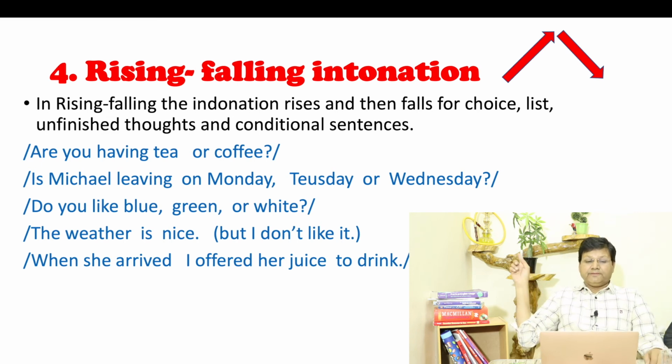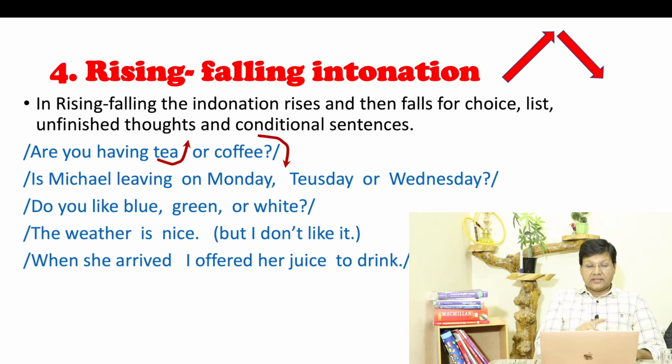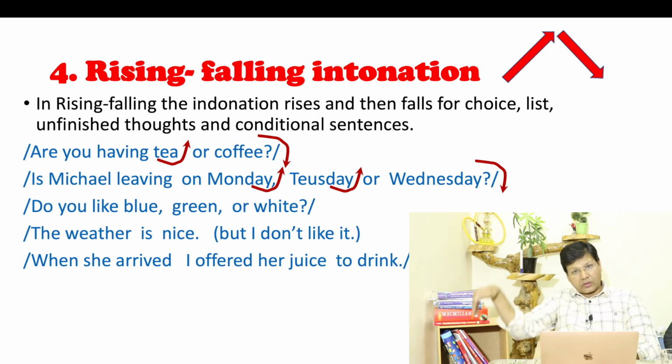Look at the examples. The first one is, are you having tea or coffee? Tea, rising. Coffee, falling. Next sentence, is Michael leaving on Monday, Tuesday, or Wednesday? So what happened? Rise, rise, fall.